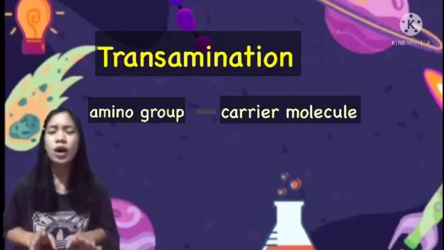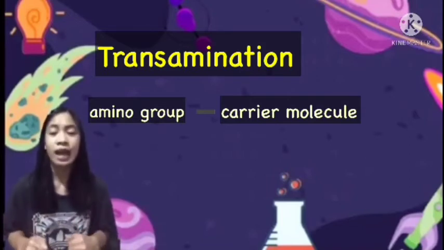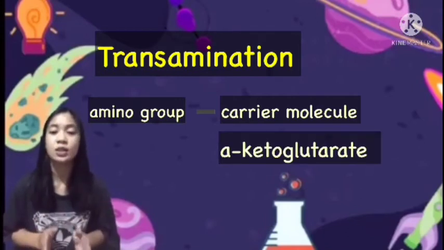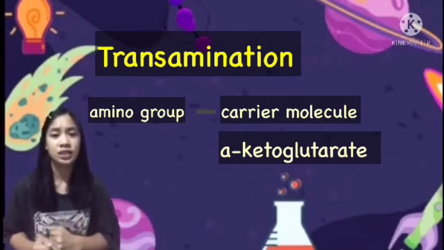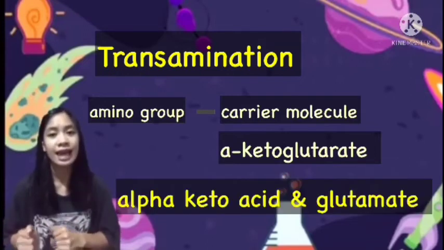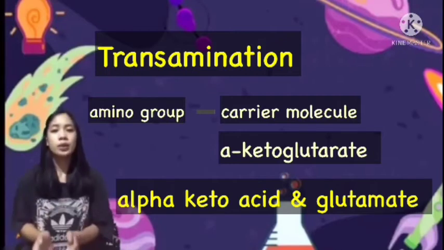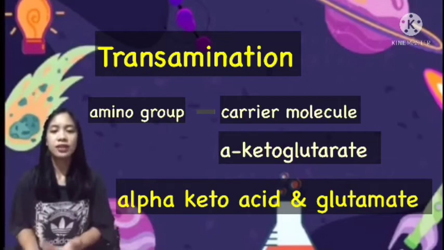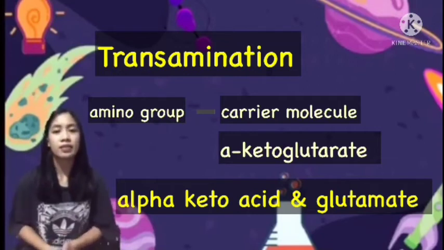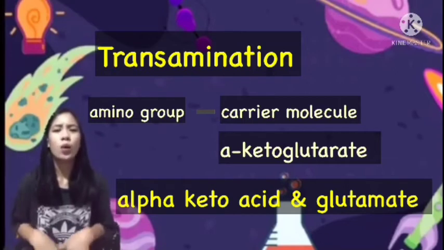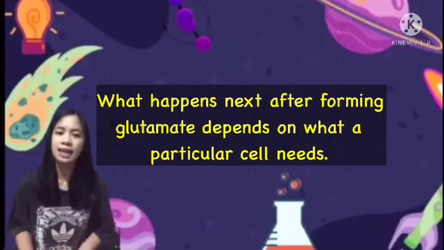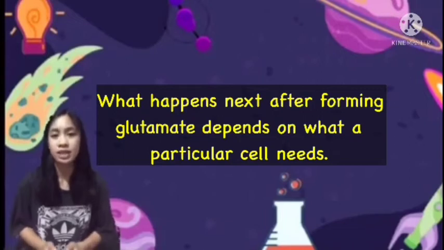Almost always the carrier molecule that accepts the nitrogen-containing group is alpha-ketoglutarate. After we transfer this amino group onto the alpha-ketoglutarate, we form an alpha-keto acid and glutamate. When we remove the nitrogen from the alpha amino acid, we form the alpha-keto acid. And when we give the amino group onto the ketoglutarate, we form glutamate. Now, when we form glutamate, what happens next will depend on the needs of the particular cell.